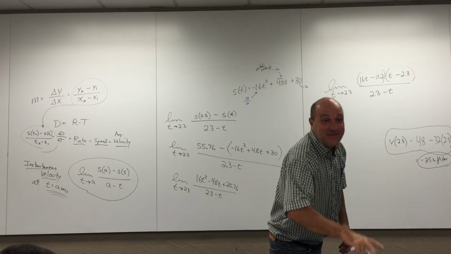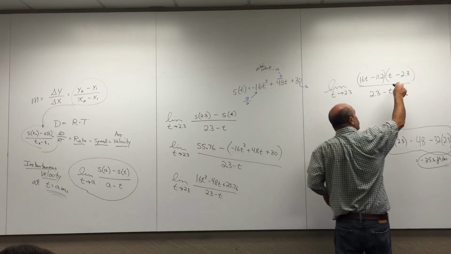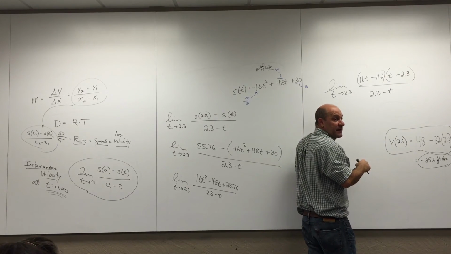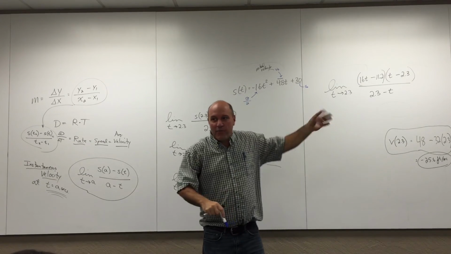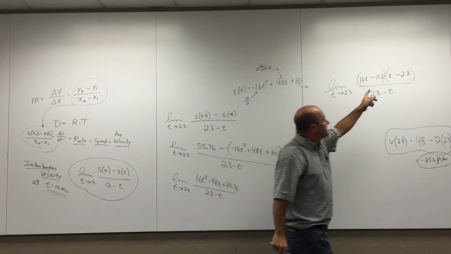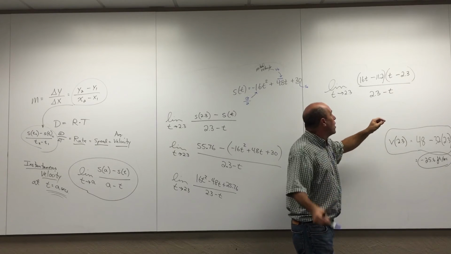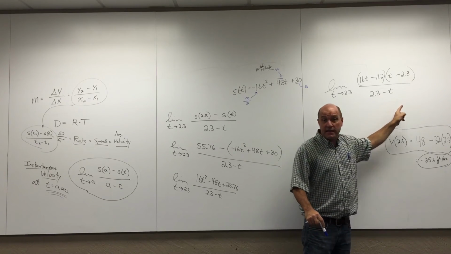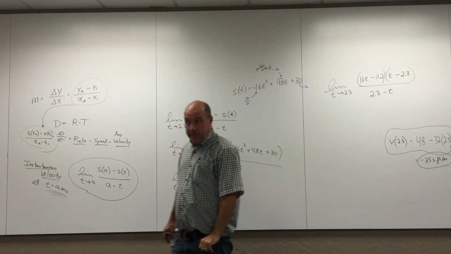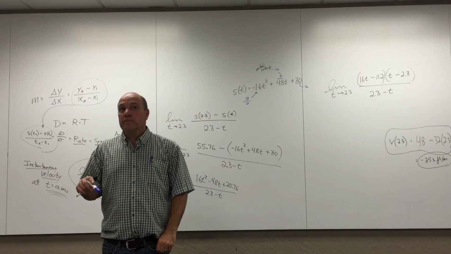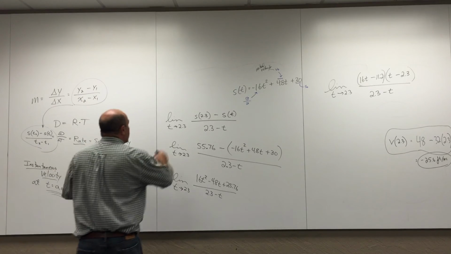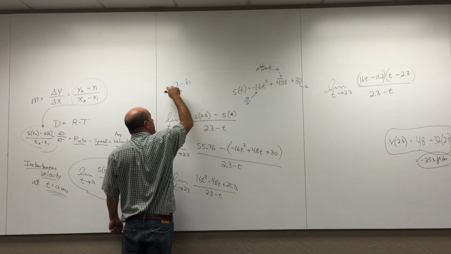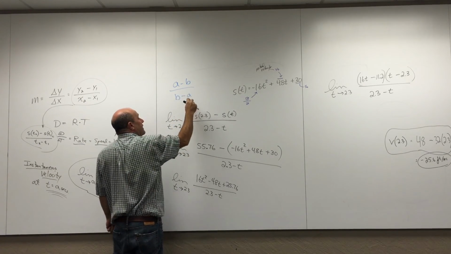All right, so I can cancel this factor, I can cancel this factor. Now wait a minute. They're not really the same factor, right? One of them is t minus 2.3. The other one is 2.3 minus t. They're not quite the same, but they're off by a negative sign. Did you know that? If you have an A minus B and a B minus A, hang on.